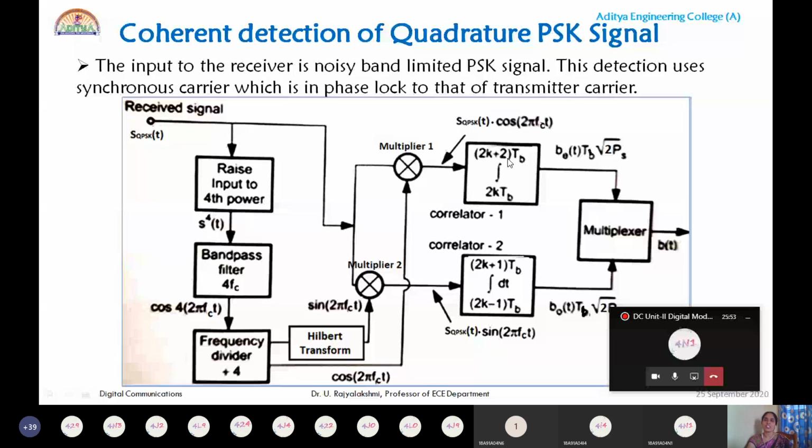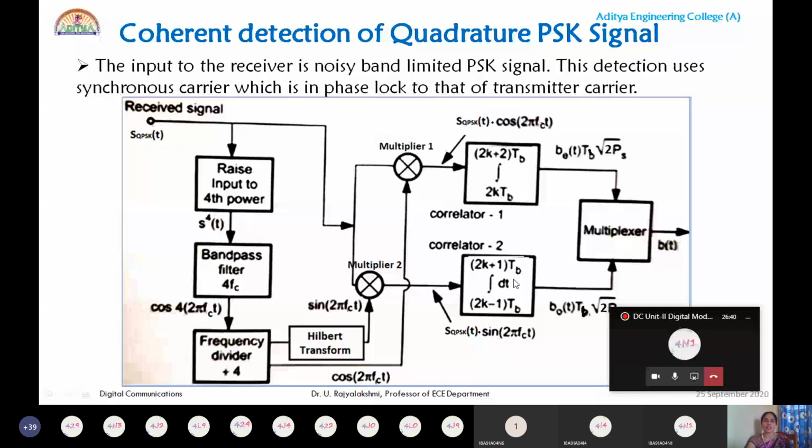That's why it generates the even sequence. Similarly, the low pass filter used in correlator 2 performs integration for odd intervals. So odd intervals are from (2k-1)TB to (2k+1)TB. Okay, please observe correlator 1 and correlator 2.